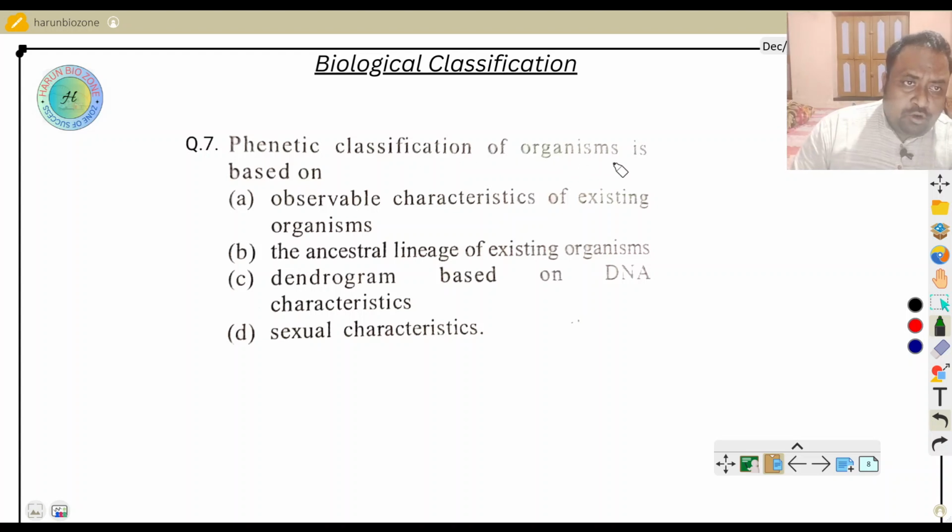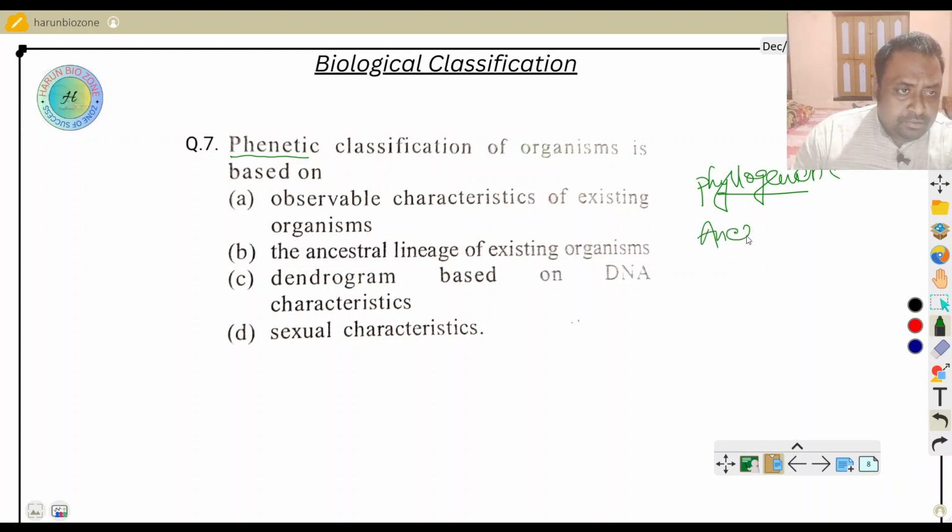Phenetic classification of organisms is based on what? What is the meaning of phenetic? Phenetic means phylogenetic system of classification. Phylogenetic means ancestral lineage, meaning কিভাবে একটা পূর্বপুরুষ থেকে অন্য অর্গানিজমগুলো তৈরি হয়েছে, এটাকে বলা হয় অ্যানসেস্ট্রাল লাইনেজ। The observable characteristics of existing organisms, that is, the organism that carries the observable character. No, this is not the ancestral lineage of existing organisms. This is the right answer.